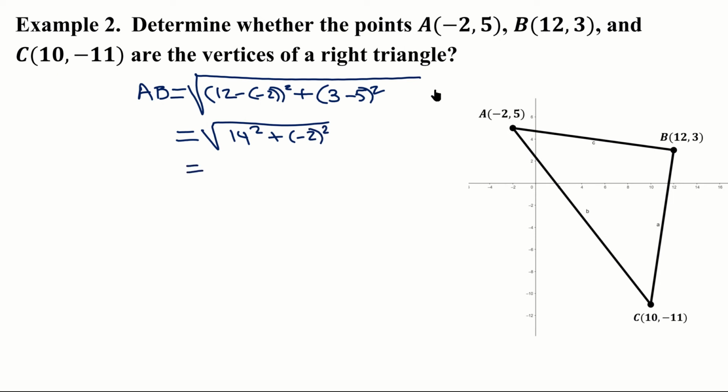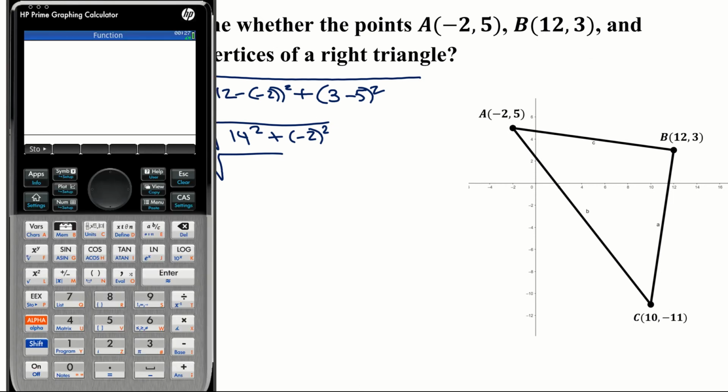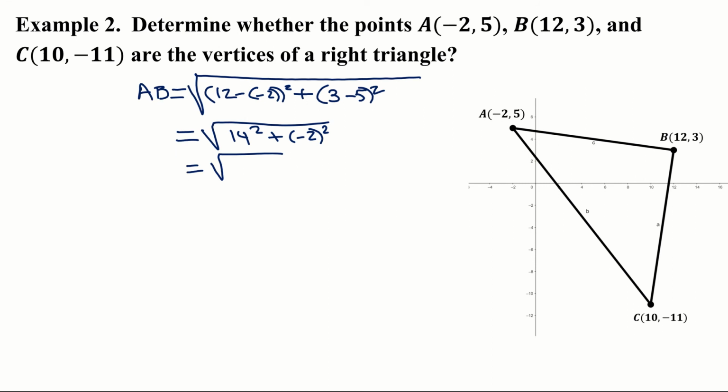All right, so we'll go ahead and get some help from a calculator to see what that is. So we have 14 squared plus basically 4, right? And we get 200. So that's the square root of 200. We can leave that as is for the time being. Now we're going to find this length, BC.